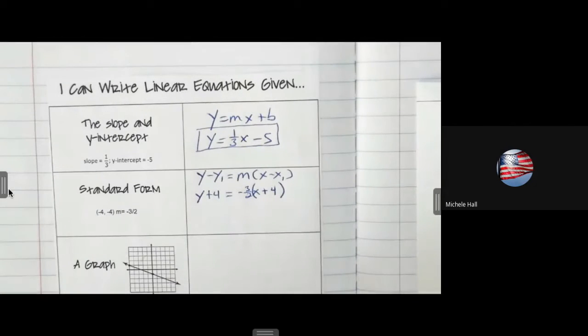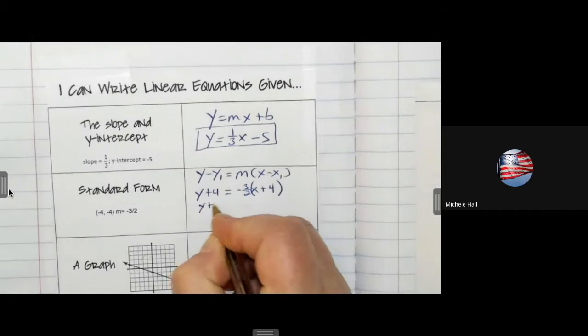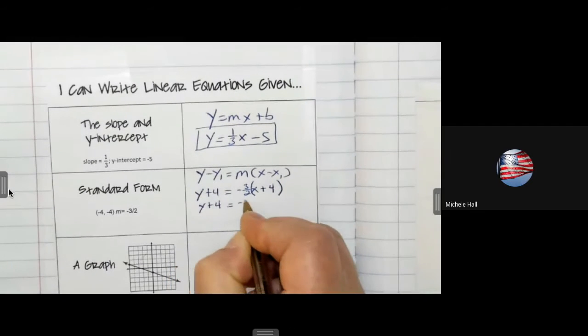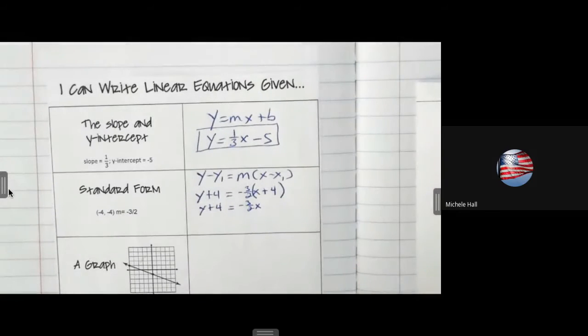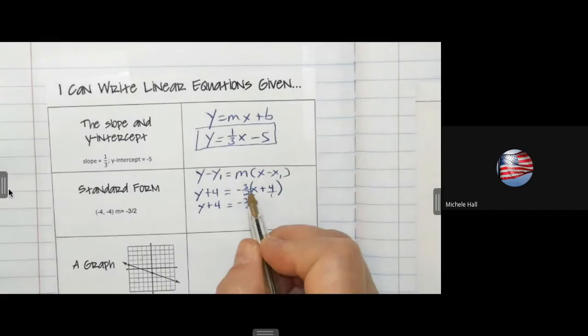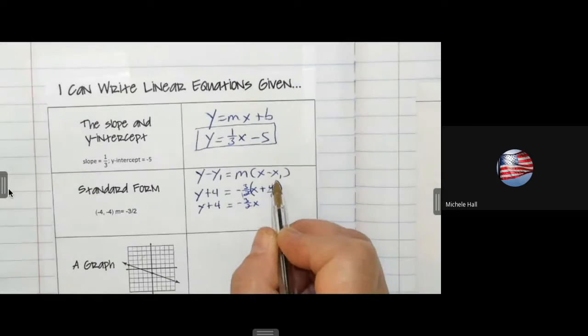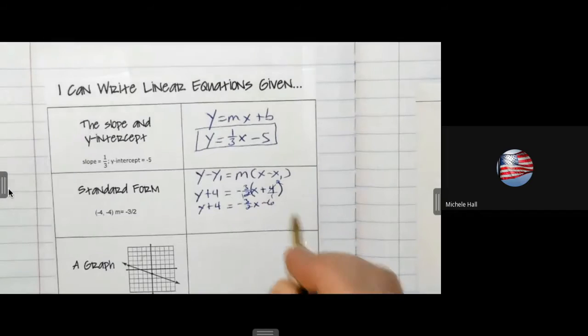So I am going to have to simplify this. I will start with the distributive property. Y plus 4 equals negative 3/2 x. I wonder what the second part's going to be. Negative 6. We have 4 in the numerator, 2 in the denominator, cross cancel. 2 goes into 2 once, 2 goes into 4 twice, and you're left with negative 3 times 2, which is negative 6.